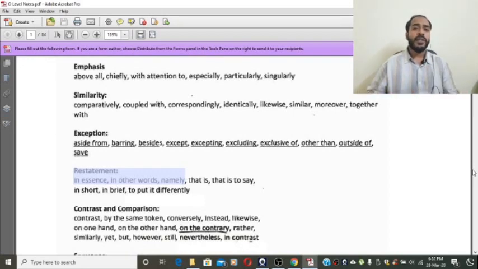Contrast and comparison. They both almost mean the same. What it does is that they are not looking into the similarity of it, rather the difference of it. They are comparing a situation. They are contrasting a situation.